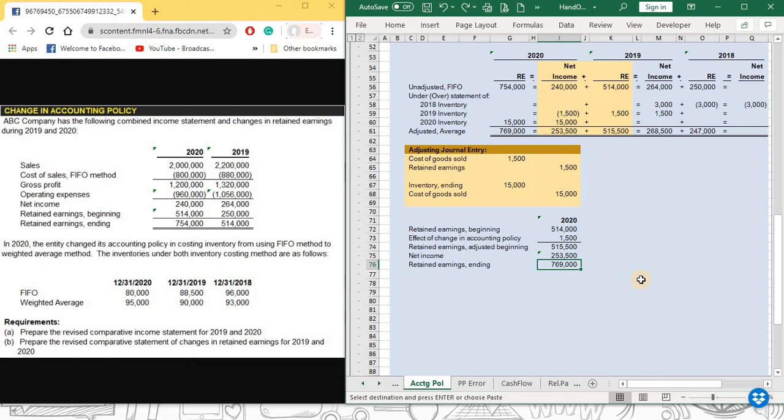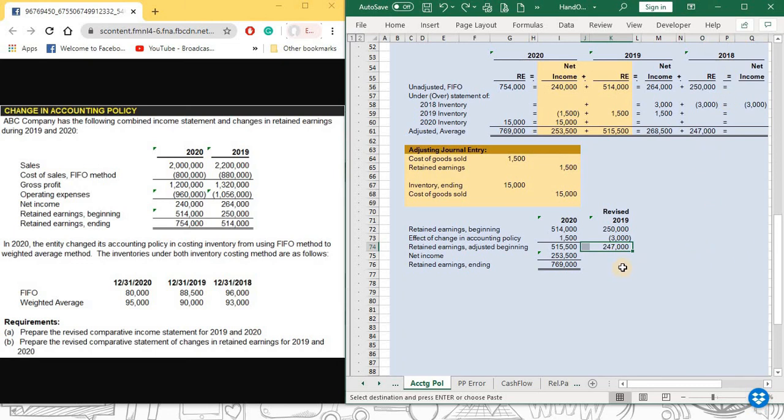Now, let's proceed to 2019 as revised. Starting with the retained earnings at the start of 2019, which is still at FIFO method, for 250,000 pesos. Again, this is the ending retained earnings in 2018. Then the effect of the change in accounting policy on the 250,000 pesos is a negative 3,000 pesos. Then 250,000 less 3,000 pesos is 247,000 pesos. And this is the retained earnings adjusted at the start of 2019, or the retained earnings ending in 2018.